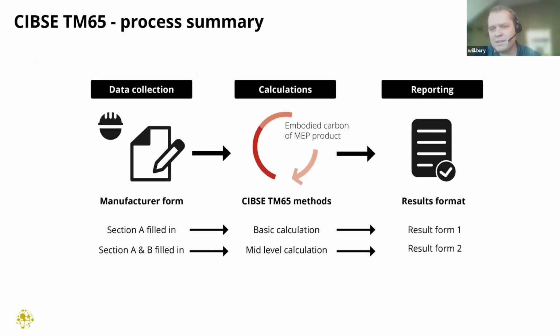So there's the basic methodology for creating TM65, and it all starts with data collection. So talking to manufacturers, and having manufacturer engagement. Basically, a manufacturer needs to provide a certain level of information in the form of a TM65 manufacturer form for the calculations to be able to be done. And then depending on the level of detail that the manufacturer has provided, we can either perform a basic calculation or a mid-level calculation. And each of these have different levels of certainty. And as you'll see, they have a slightly different impact. But then this is reported and used in projects, and also reported to CIBSE, and so it can be used by the wider industry.